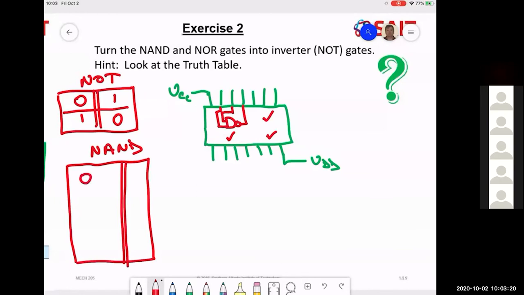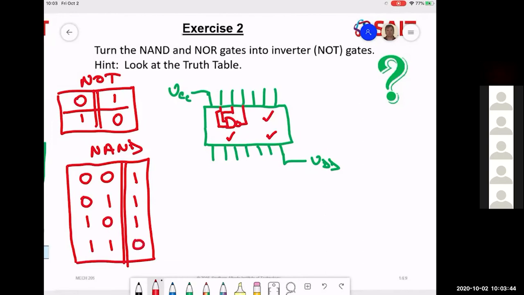I've got a 0, 0. 0 and 0 would give me 0 for an AND. Inverted would be a 1. I could have a 0 and a 1 as an input. 0 and 1 as an AND would give me a 0. You can invert it, that would give me a 1. I have a 1 and a 0. That's going to be a 1. A 1 and a 1 is going to be a 0. So there's my NAND truth table.